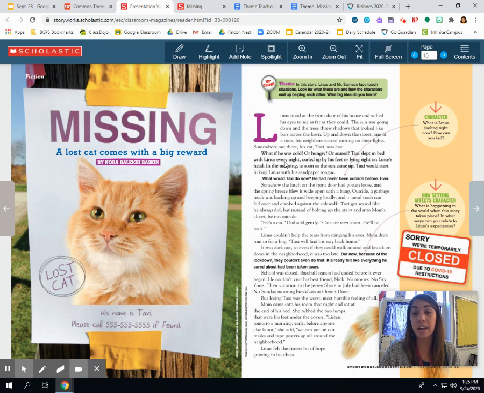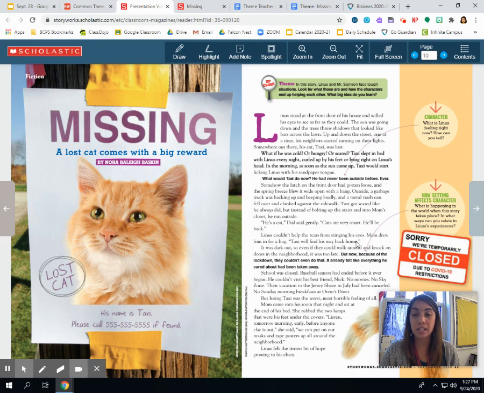Taxi slept in bed with Linus every night, curled up by his feet or lying right on Linus's head. In the morning, as soon as the sun came up, Taxi would start licking Linus with his sandpaper tongue. What would Taxi do now? He had never been outside before, ever. Sometimes the latch on the front door had gotten loose and the spring breeze blew it wide open with a bang. Outside, a garbage truck was backing up and beeping loudly, and a metal trash can flew over and clanked against the sidewalk. Taxi got scared like he always did, but instead of bolting up the stairs and into Mom's closet, he ran outside. "He's a cat," Dad said gently. "Cats are very smart. He'll be back."